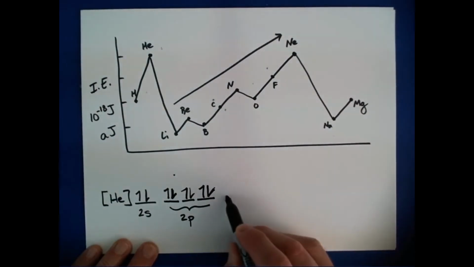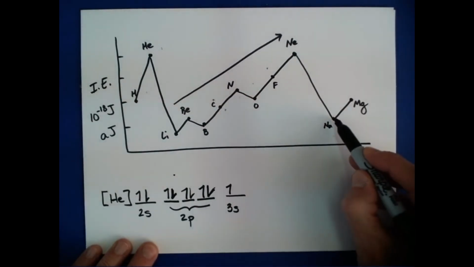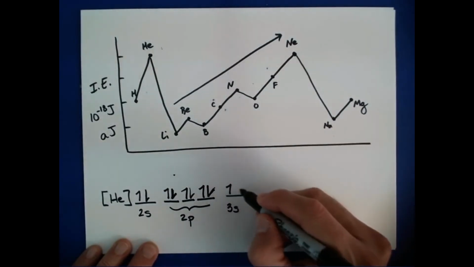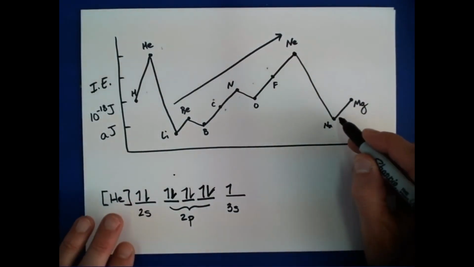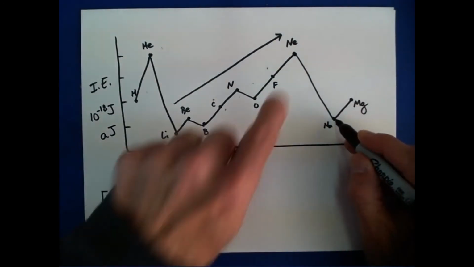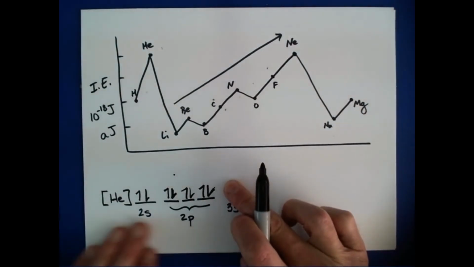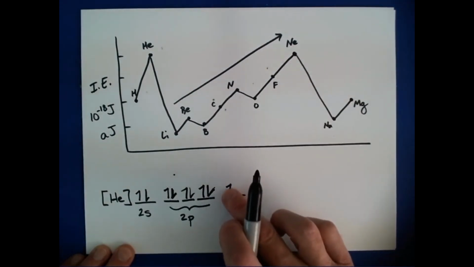If we move over here to sodium, we're going to put an electron in the 3s. And of course, removing that particular electron is quite easy because that electron's further from the nucleus. We're way out here in the third shell now, which is far from the nucleus. We have a very low effective nuclear charge compared to neon. And in addition to that, by the removal of that electron, we end up with a stable noble gas configuration of neon.